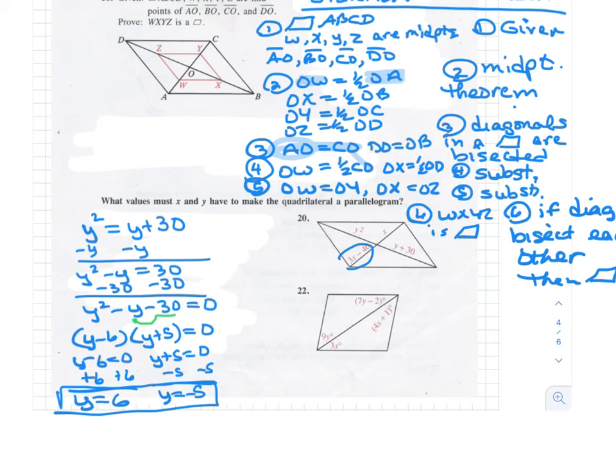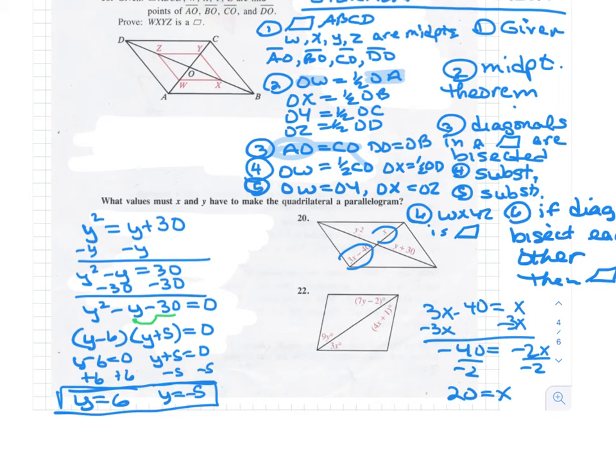Remember, these diagonals have been bisected. So over here I'm going to do 3x minus 40 equals x. I'm going to move my x's together. Let me move the 3x over here. Negative 40 equals negative 2x. Divide by negative 2. x equals 20. So the values of x and y that would make this a parallelogram would be y equals 6 and y equals negative 5 and x equals 20.